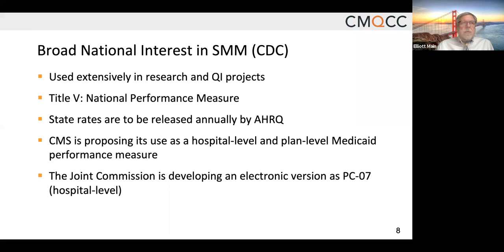CMS, which brings us Medicaid, is proposing its use as a hospital level and a plan level Medicaid performance measure. The Joint Commission is developing an electronic version as PC07 as part of the core measure set for all hospitals in the country. Next slide.